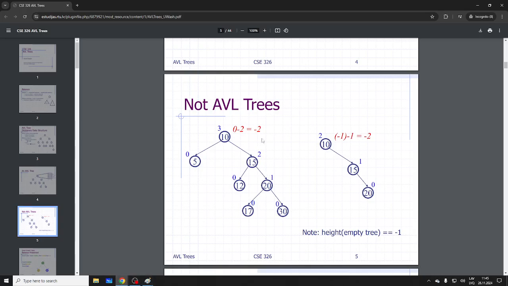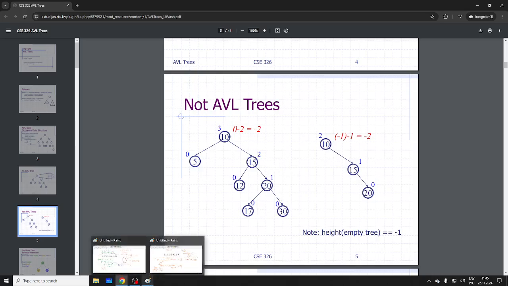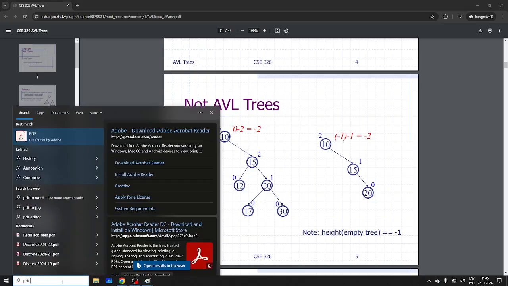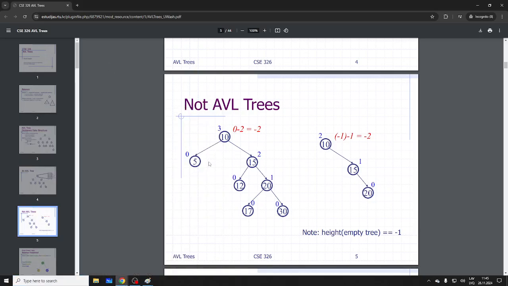Can I draw on this? Or I can just copy this. Can I make a copy? I guess I could make a PDF annotation. Do I have a PDF editor? No, it's just a reader. I don't have a full program here. You can screenshot it. Yeah, that's what I'm going to do.